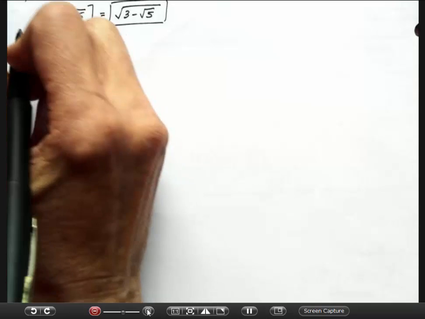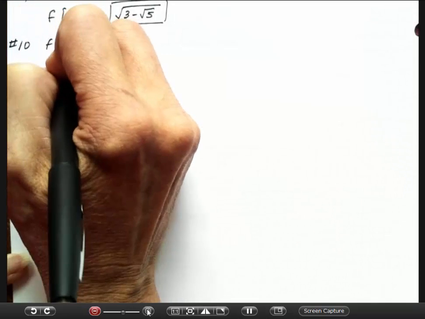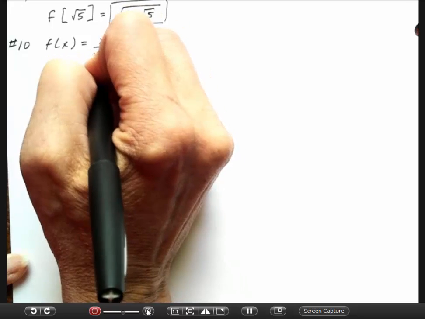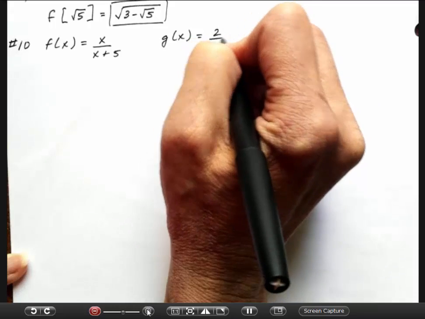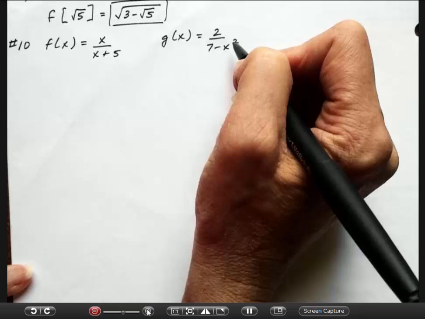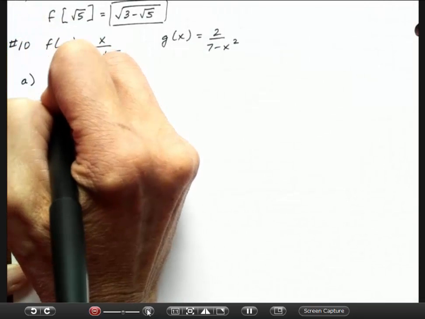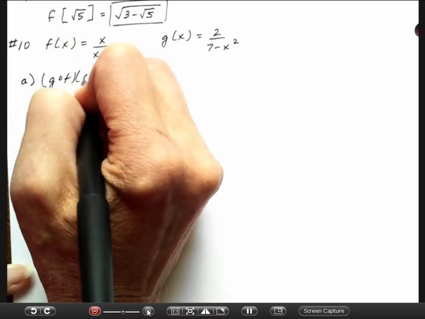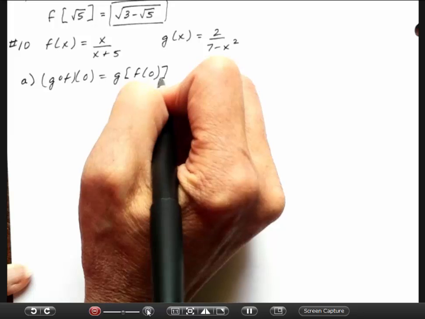The next problem we're going to look at is number 10. Number 10 is f of x equals x over x plus 5, g of x equals 2 over 7 minus x squared. And we're going to go through the same process that we just went through. The first thing we're asked to find is g of f of 0. And again, I'm going to rewrite each one of these so I make sure I don't make any mistakes.